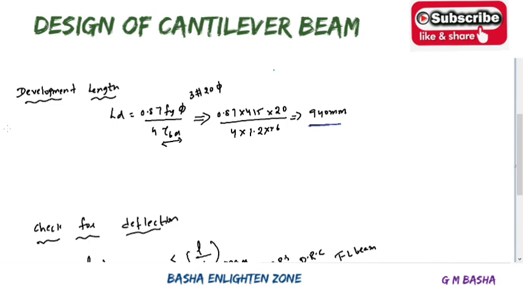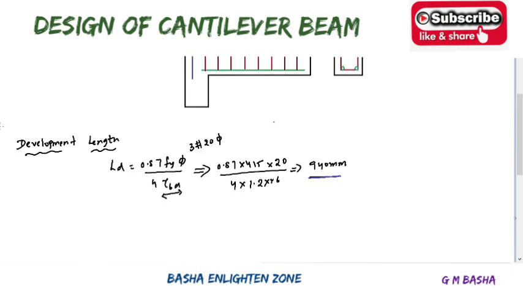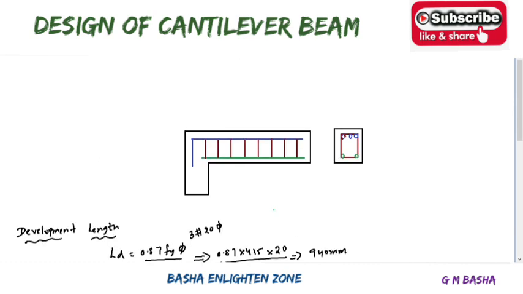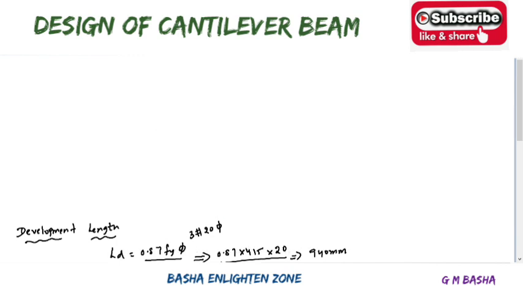I will show you the purpose here. What does development length mean? Here, this is the detailing of the reinforcement. The beam you are observing here, this part will be the detailing of the reinforcement. I will explain each and every part.